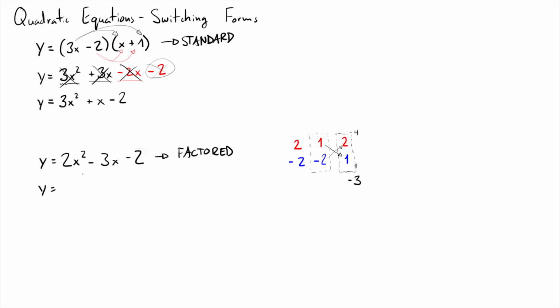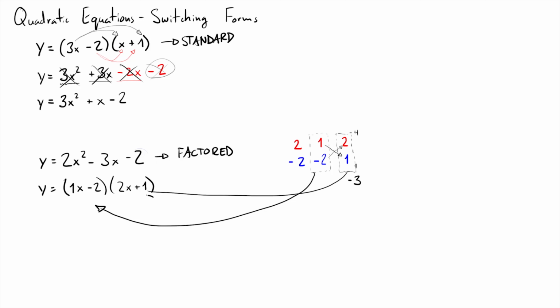So if I were to factor this, what would I get? Well, I would get 1x minus 2, right, times 2x plus 1. So this is these two numbers, and then this is these two numbers.